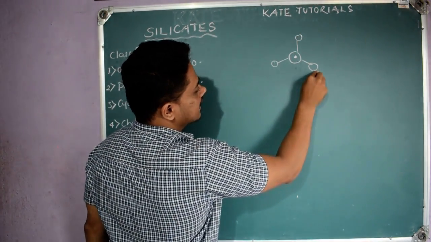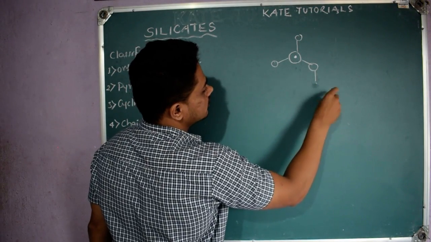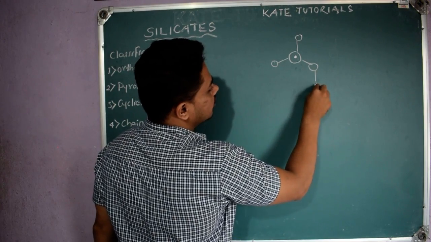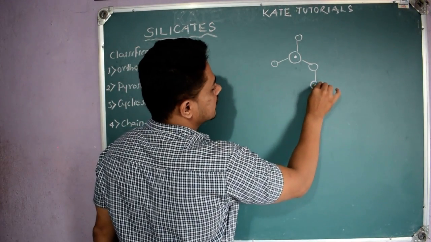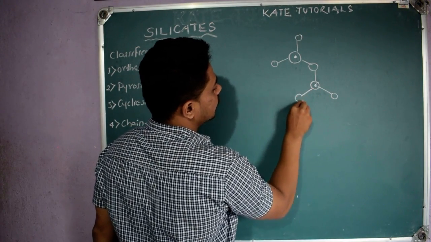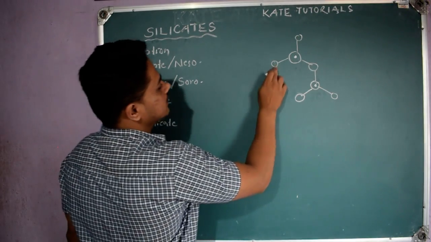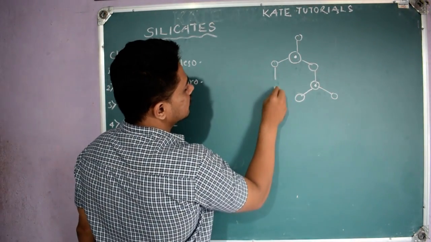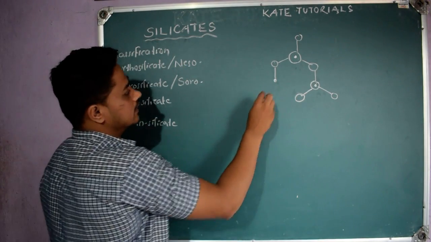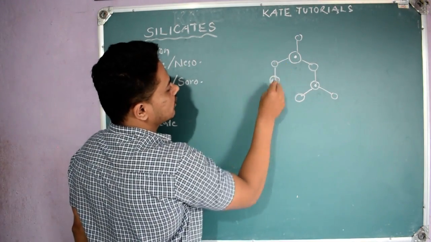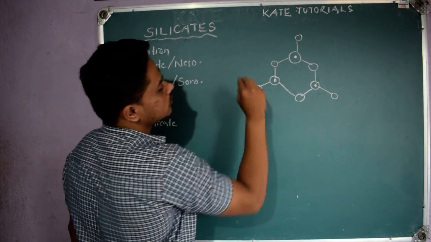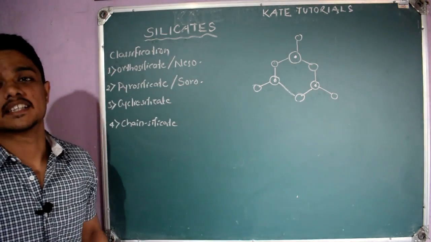This oxygen is shared with one more silicon. Silicon I should show with a dot, and that silicon will have 4 oxygen, 1 oxygen, 2 oxygen, 3 oxygen, and this one is the 4th oxygen. Similarly, this oxygen is shared by one more silicon. This silicon should also have 4 oxygens, 1 oxygen, 2nd oxygen, 3rd oxygen, and this oxygen is again shared with this silicon only. So if you see, this is a cyclic structure.